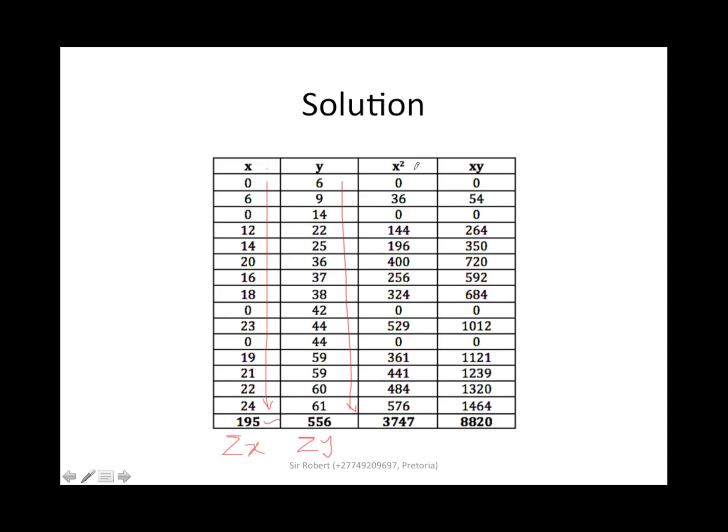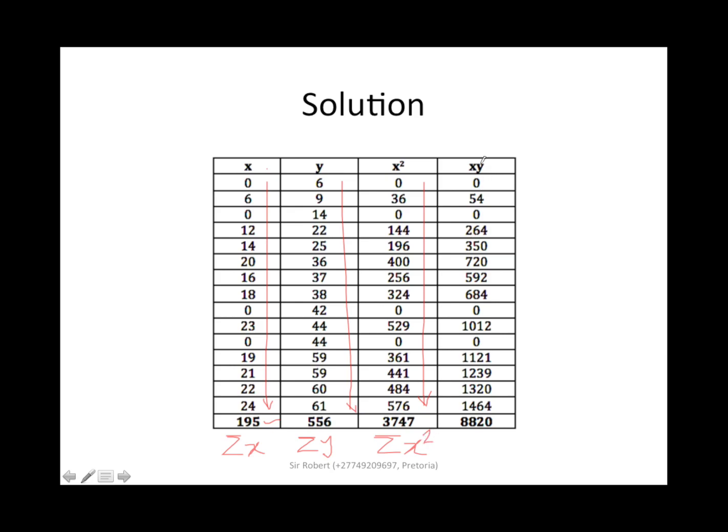Then the other part is x squared, which means squaring these figures. So 0 squared is 0, 6 squared is 36, 0 squared is 0, 12 squared is 144. Then you continue with your expression. Once you find the squares of x, you sum them up in this column. When you sum them up, you get 2747, which is your summation of x squared.